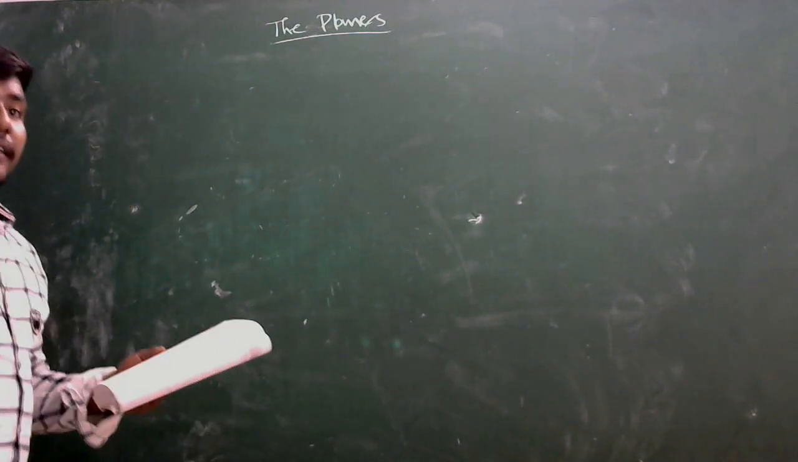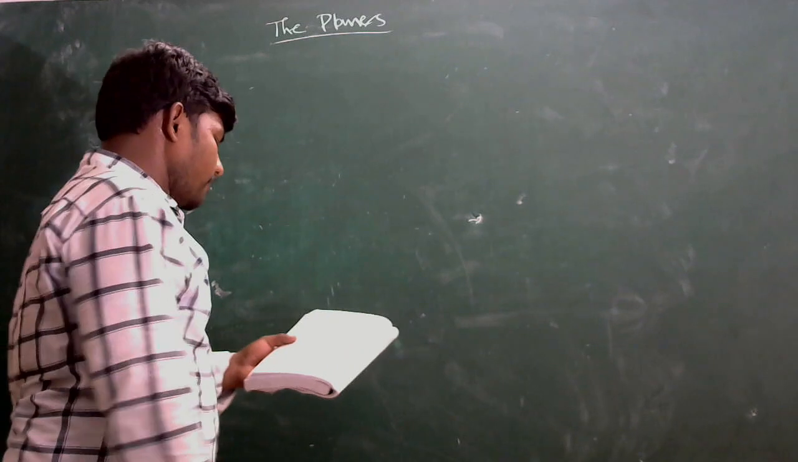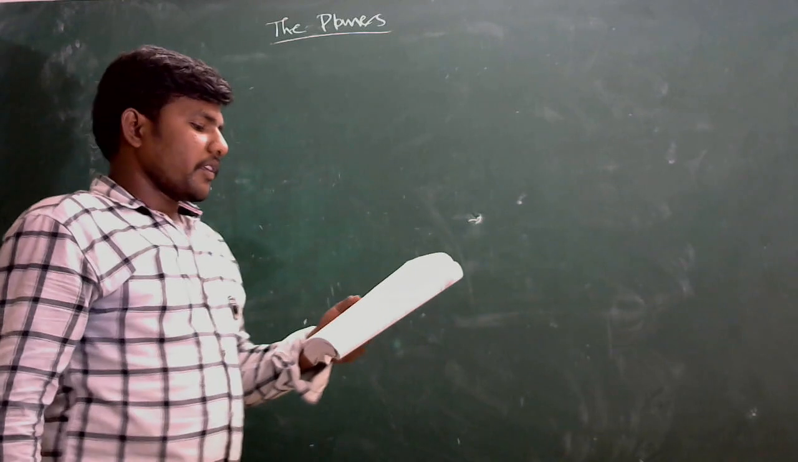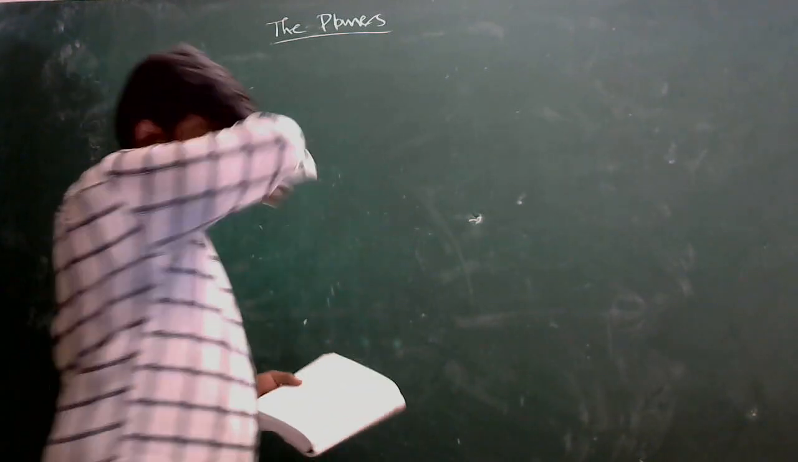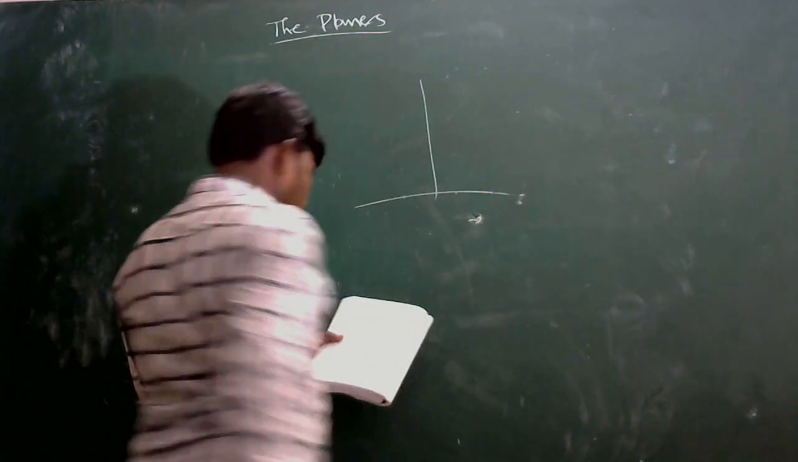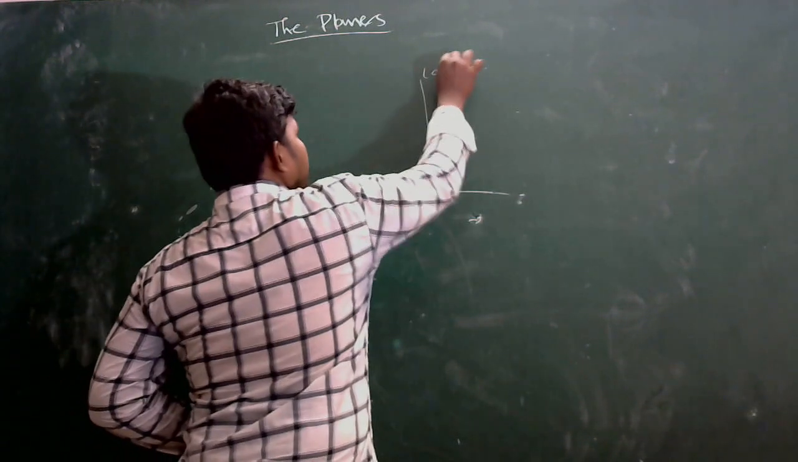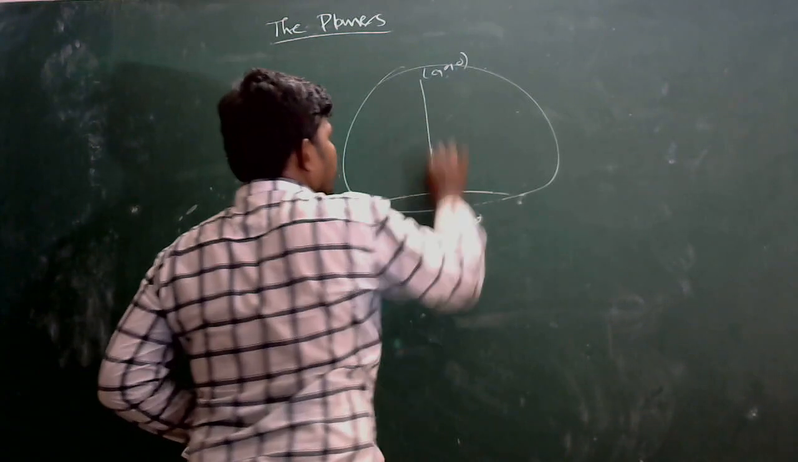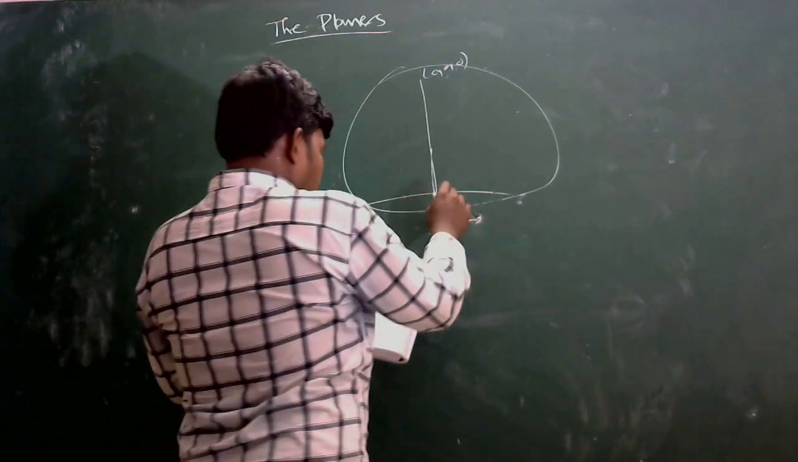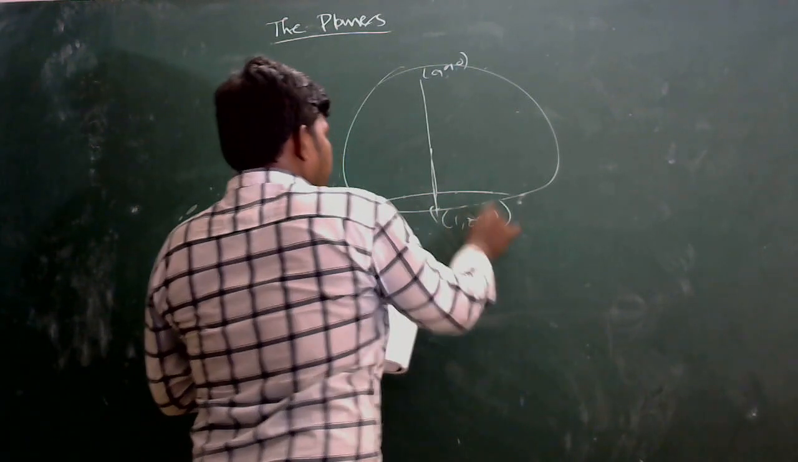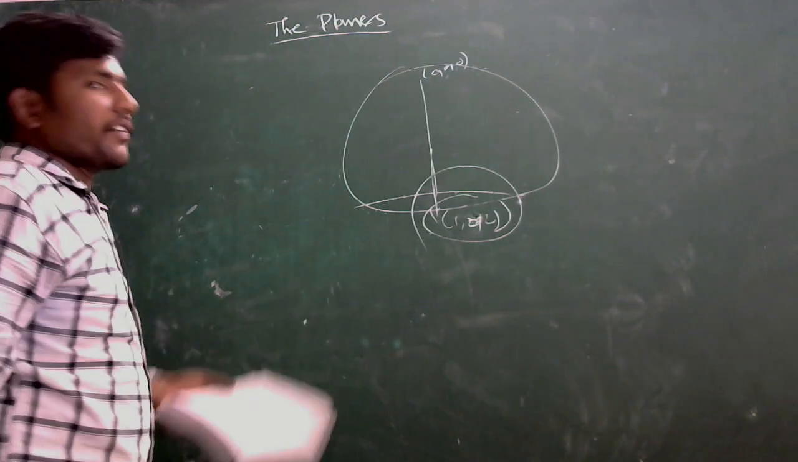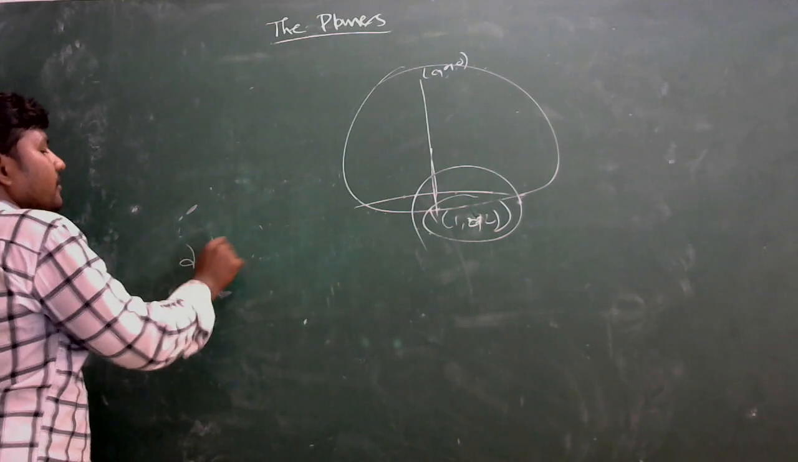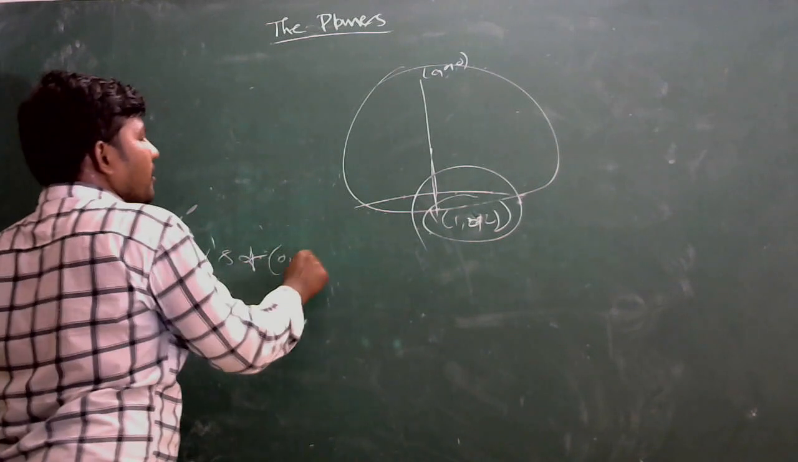Next, the foot of the perpendicular from (0, 0, 0) to the plane is (1, 2, 2). Then the equation of the plane is, first of all we have to find the direction ratios of (0, 0, 0) and (1, 2, 2).